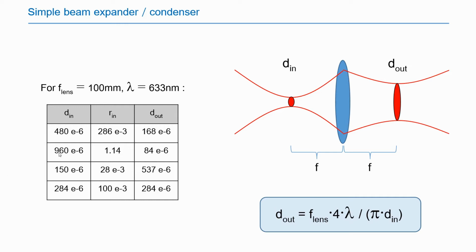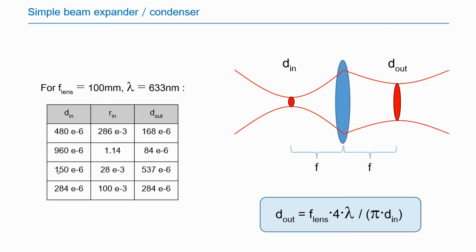Now, what happens if we were to double the input beam? So going from 480 to 960. Well, first of all, the Rayleigh range itself quadruples, and the diameter of the output beam is cut in half. So double the size of the input, cut in half the size of the output.